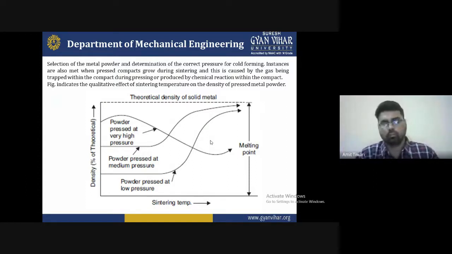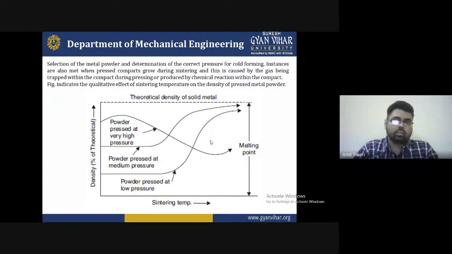It is not observed by anyone. So we have to understand which criteria selection is very important and which is not. You have to maintain all these factors, such as the elasticity of the powder, and whether the powder press has to be at low temperature or high temperature. Gas trapped within the compact during pressing, or produced by a chemical reaction within the compact, indicates the quantitative effect of the sintering temperature on the density of the pressed metal powder. So these are the categories of selection of metal powder and determination of the correct pressure that are commonly used.